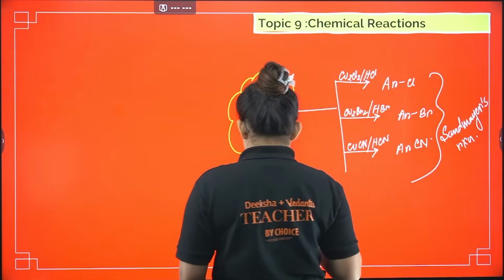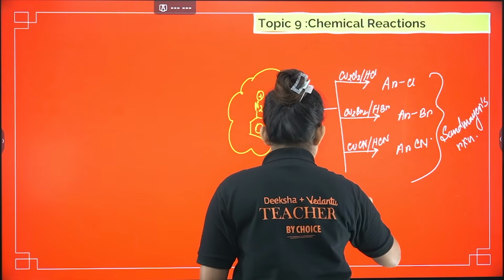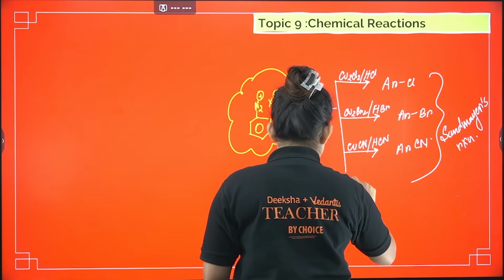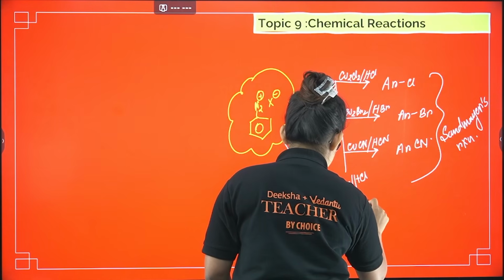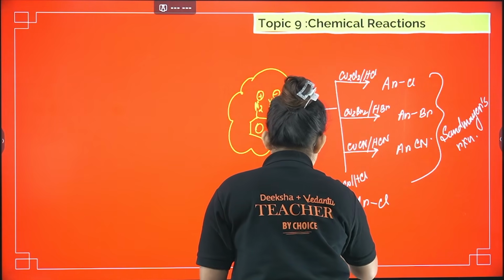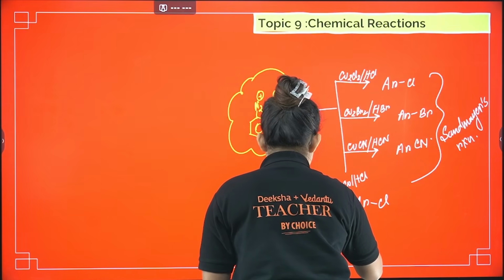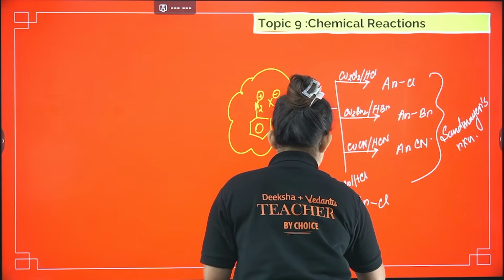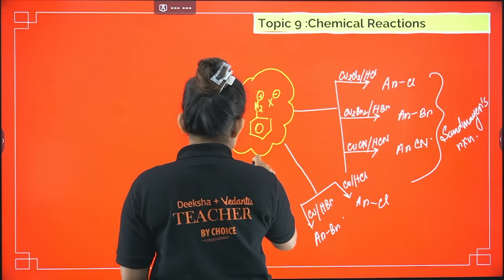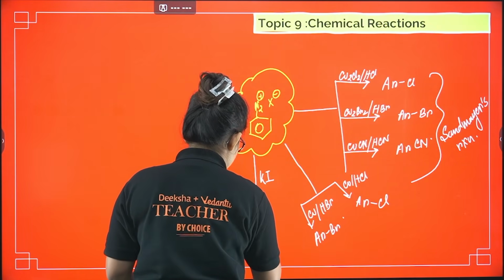Next, one more with the reagent we can play. Let's say I am giving Cu and HCl, only Cu and HCl. Then also I will get ArCl. Let's say I am giving only Cu and HBr. In that case also I am getting ArBr. Now let's say I am giving KI. I am getting ArI.